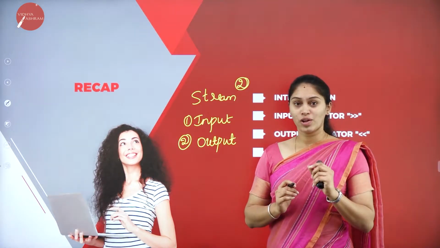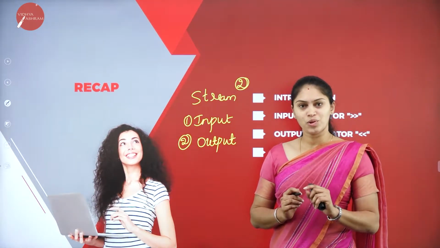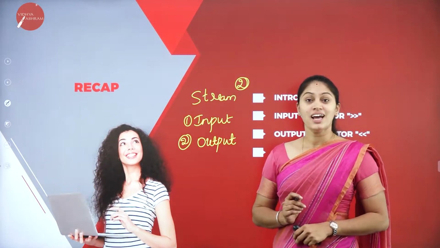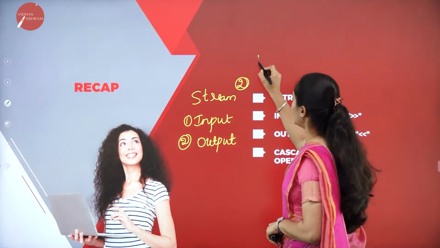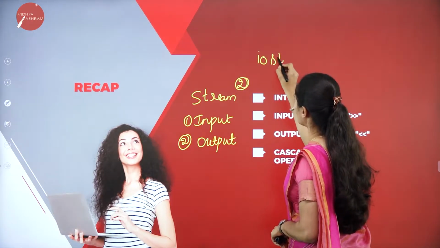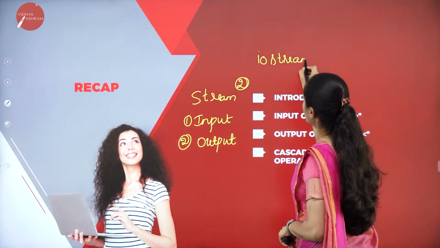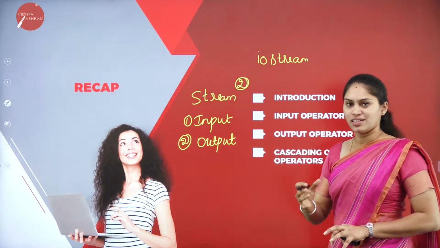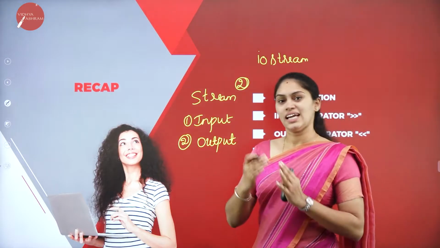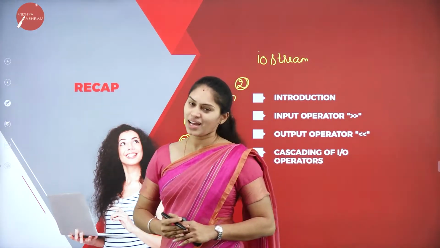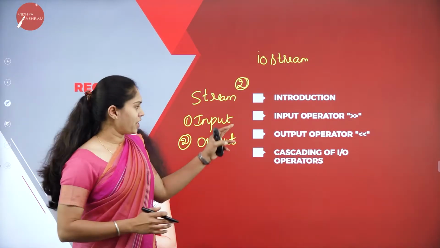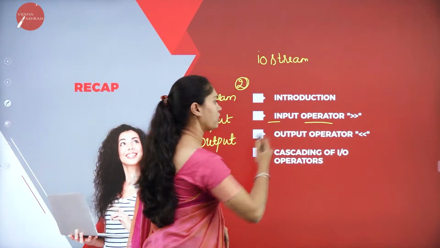But when you want to use both input and output together in your program, then you have to include a header file called iostream.h. That is iostream. IO in the sense what? I represents input and O represents output here. So if you want to use cin and cout in your program, then you are going to use the iostream.h header file.